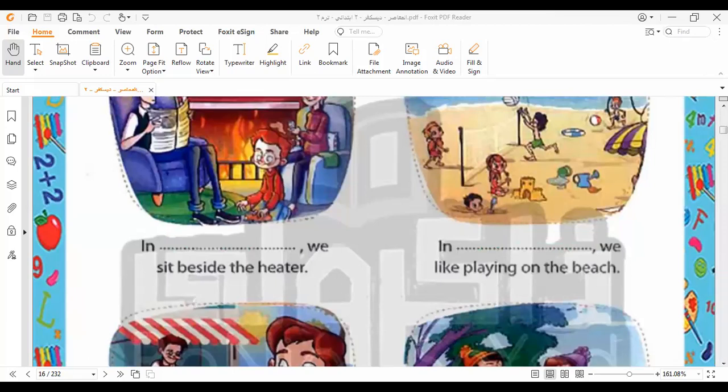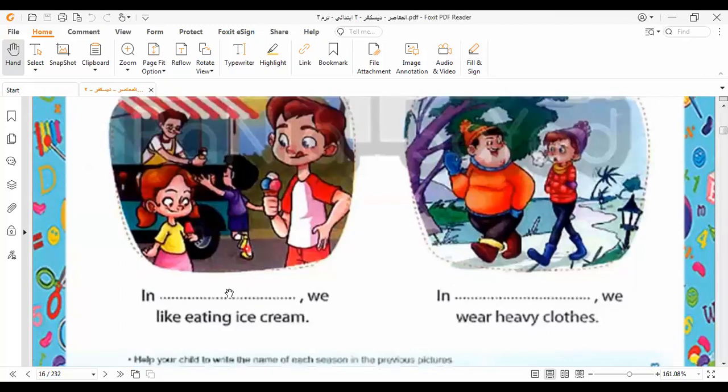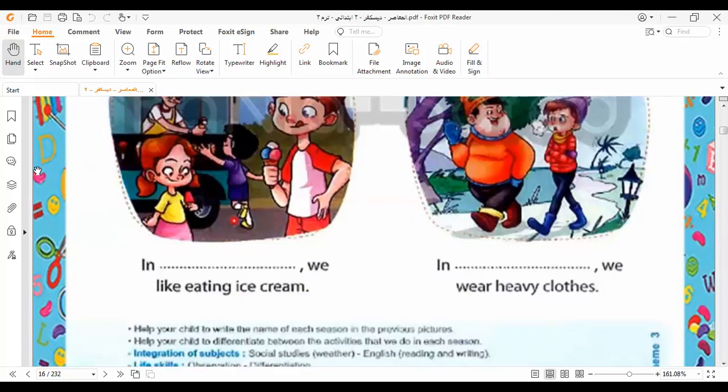Another one. In space, we like eating ice cream. Do we eat ice cream in winter or in summer? In summer. So I will write summer here. Okay.